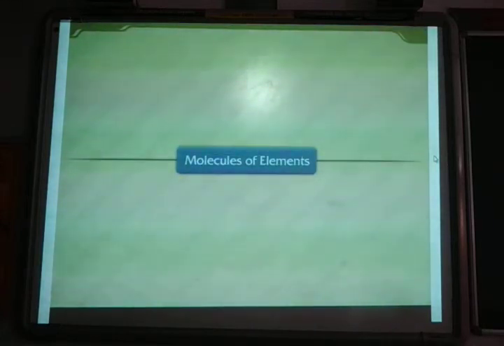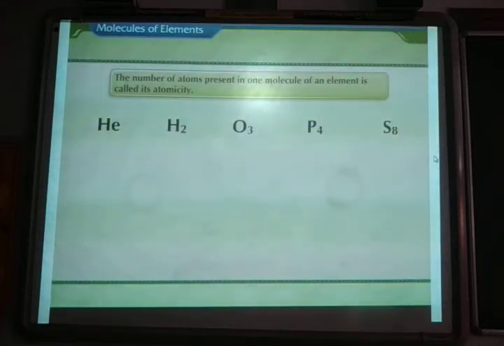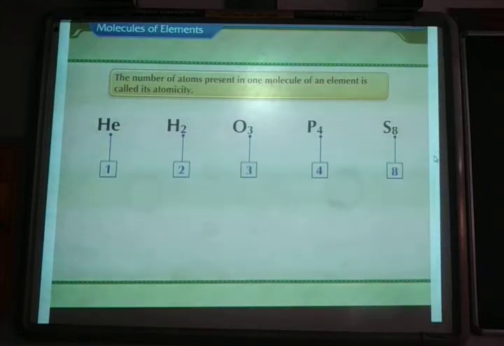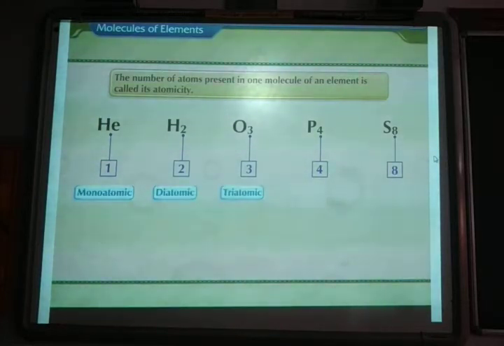Molecules of elements. The number of atoms present in one molecule of an element is called its atomicity. The molecules can either be monoatomic or diatomic or triatomic or tetraatomic or polyatomic, depending on the number of atoms present in them.